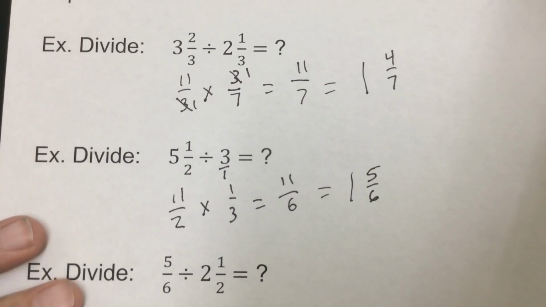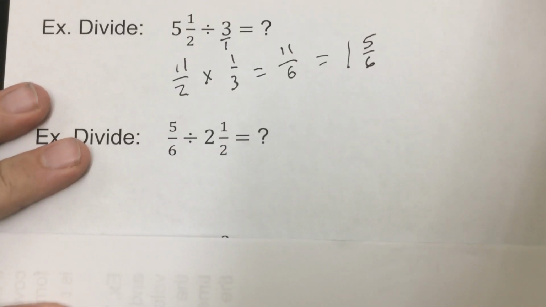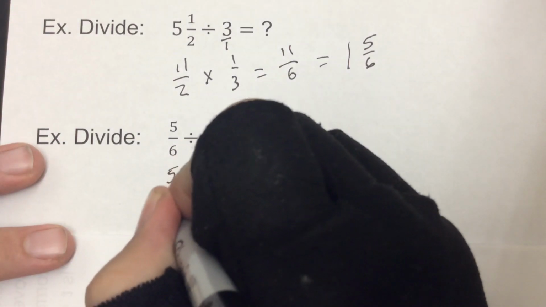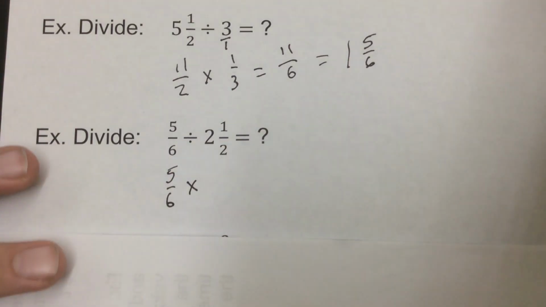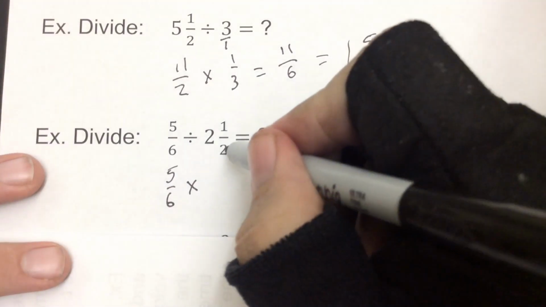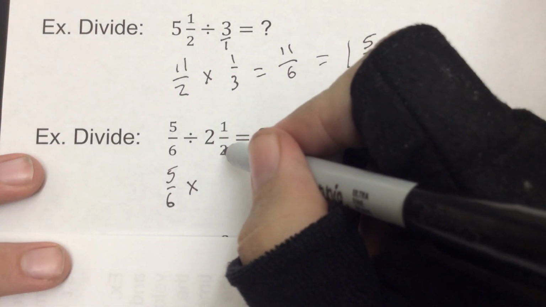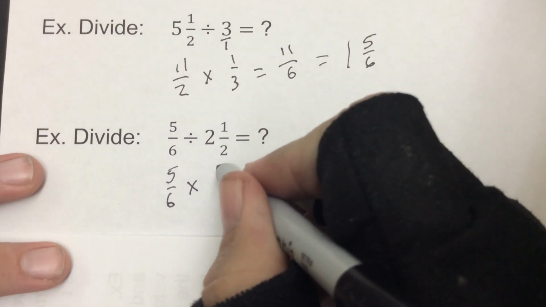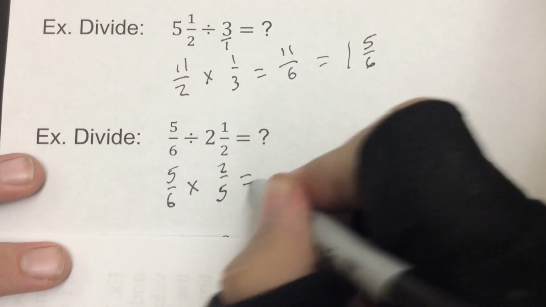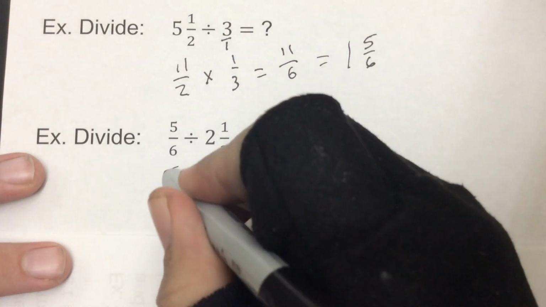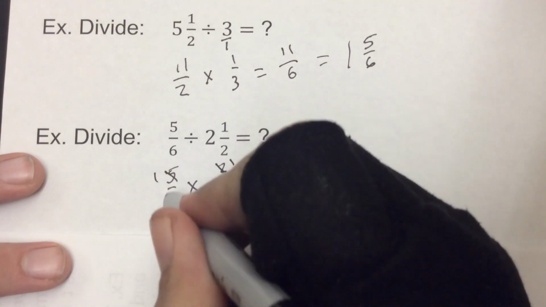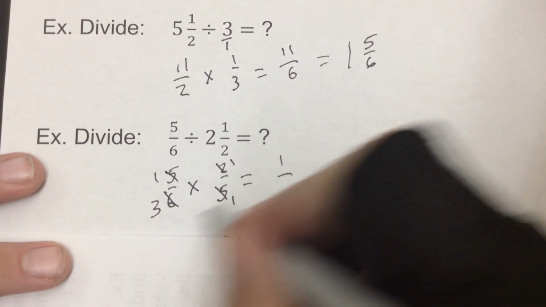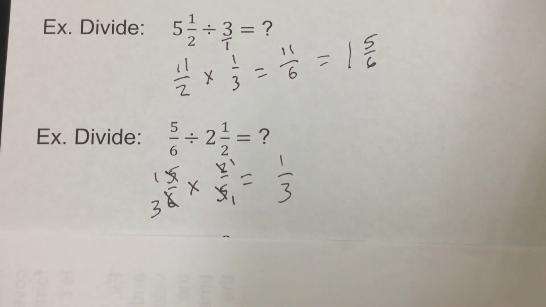Okay. 5/6 divided by 2 1/2. Well, the 5/6 stays the same. We don't have to do anything to that. Change division to multiplication. 2 1/2 has to be a mixed number. So 2 times 2 is 4, plus 1 is 5. So 5/2 becomes 2/5. Now, the 5 can reduce. The 2 can reduce with the 6. So 1 times 1 is 1. 3 times 1 is 3. And we're left with 1/3.